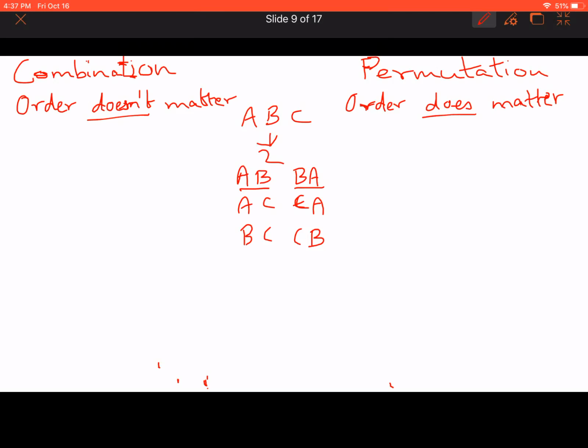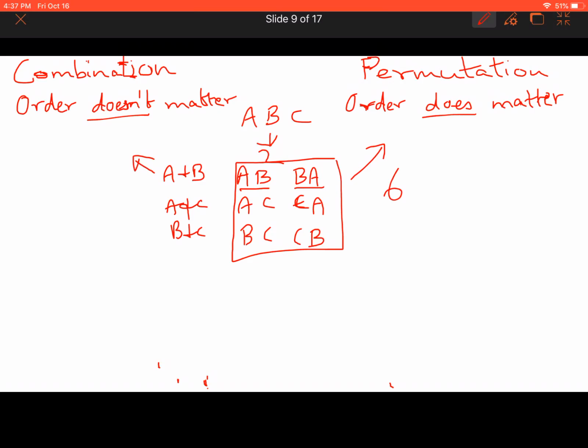If I don't mind the order, I just need to pick 2 balls and the combination is A and B. Then it counts as a combination because the order doesn't matter. But whereas AB and BA, where the order does matter, comes under permutation. So A and C is the combination, B and C is the combination. But whereas these 6, AB, BA, AC, CA, BC and CB, come under order does matter. All these 3 will be in combination.